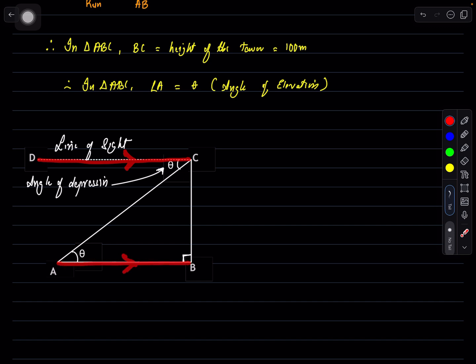AB is the surface of the ground. Let's consider it to be the surface of the ground. Since these two lines are parallel and AC is acting as a transversal, the angle of depression, which is angle theta, could be considered as angle A of the triangle ABC. Though the angle of depression is the angle made by AC with CD, so angle DCA is the angle of depression, for our use we will use angle BAC, which will be theta, and this would be considered as the angle that we want to use or talk about.